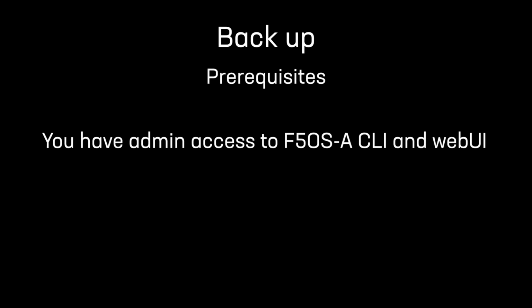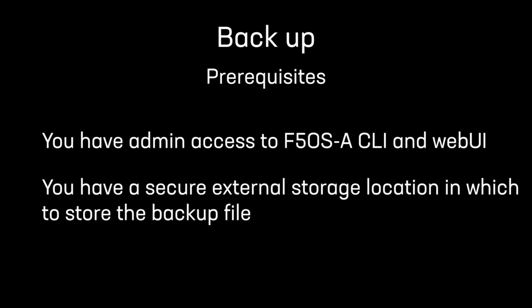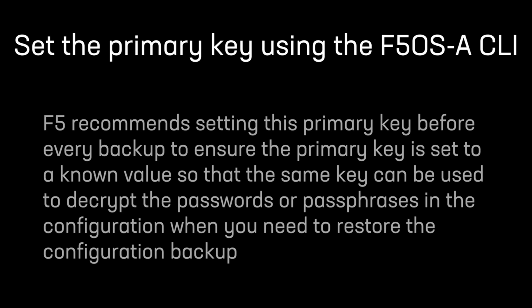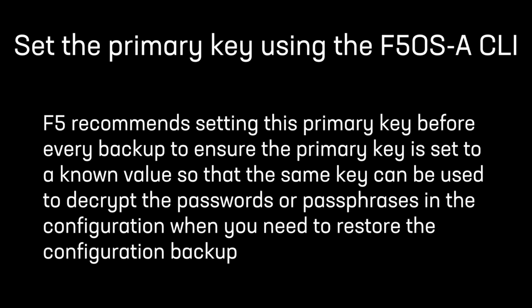Before you begin, ensure that you have administrator access to the F5OS-A system and a secure location in which to store the backup file. The first step is to set the primary key on your F5OS-A system using the command line interface. If you have already set the primary key, you can use the timestamp links below to jump directly to the backup procedure. F5 recommends setting this primary key before every backup to ensure that the primary key is set to a known value so that the same key can be used to decrypt the passwords or passphrases in the configuration when you need to restore the configuration backup.